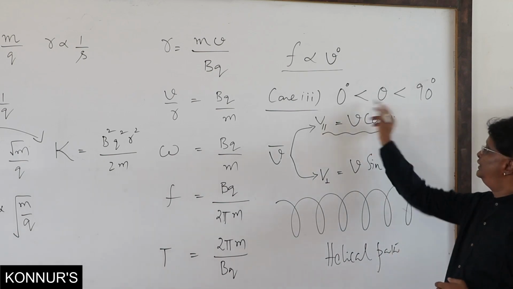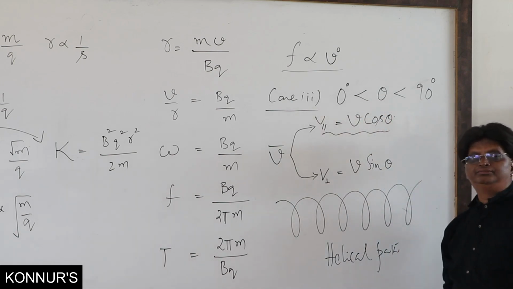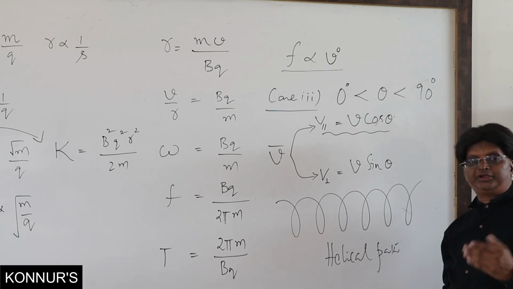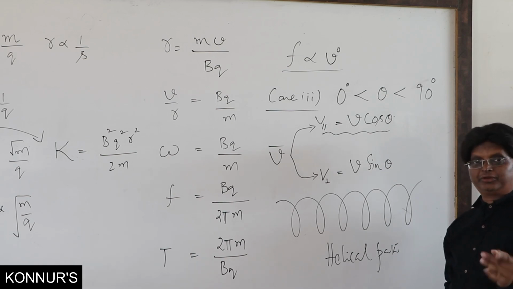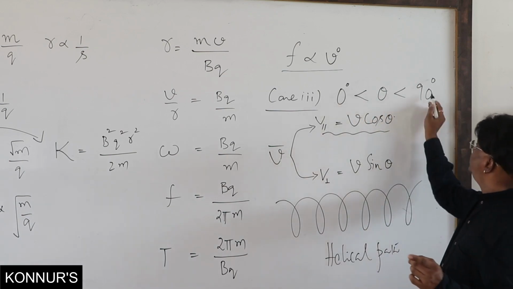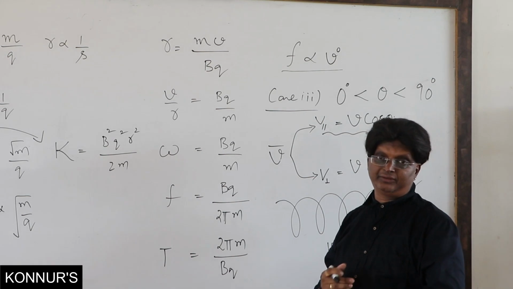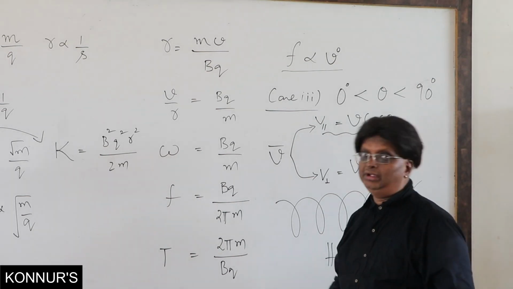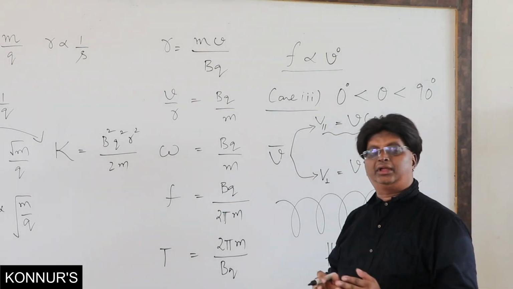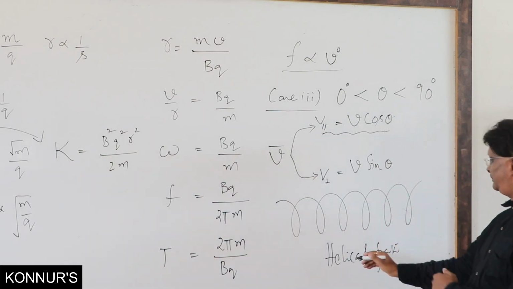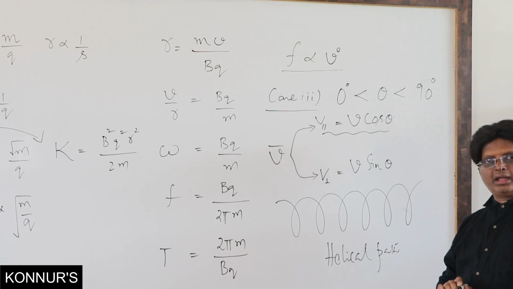For this case of in between 0 degrees and 90 degrees. And now, if I said 30 degrees or 120 degrees, it is one and the same. So do remember, if I said between 0 degrees and 90 degrees and someone asked what about 150 degrees or 130 degrees, whatever may be the case, other than 0 degrees and other than 90 degrees, the path is helical path.